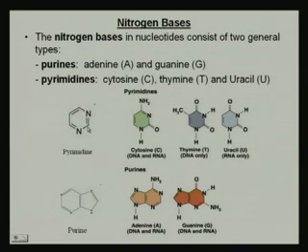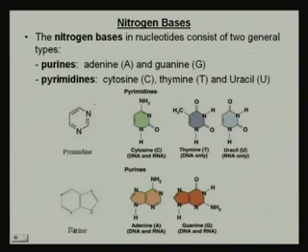When one imidazole group is attached to this heterocyclic nitrogen-containing ring, it forms the purine. And the derivatives of purine are adenine and guanine. Adenine is symbolized as A and guanine is symbolized as G. These are the derivatives of purine.